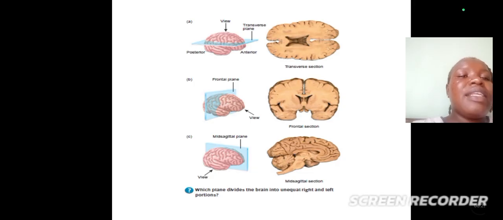So there's a question there. Which plane divides the brain into an equal right and left portion? Remember, we say that the sagittal and the frontal divide into equal portions. So the correct answer here will be what? The correct answer is the mid-sagittal section. Wait, correction as spoken: the correct answer is transverse section, because this one divides the brain into superior and inferior at any level, so it doesn't have to be equal.